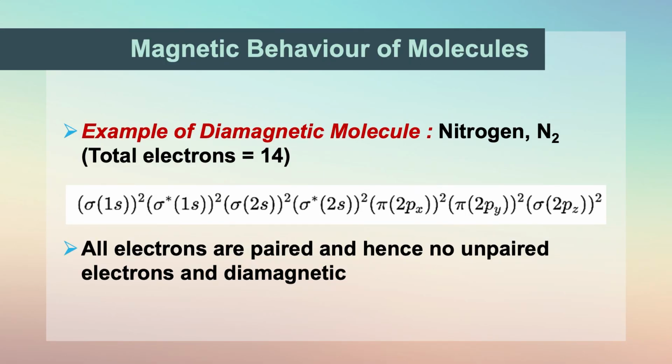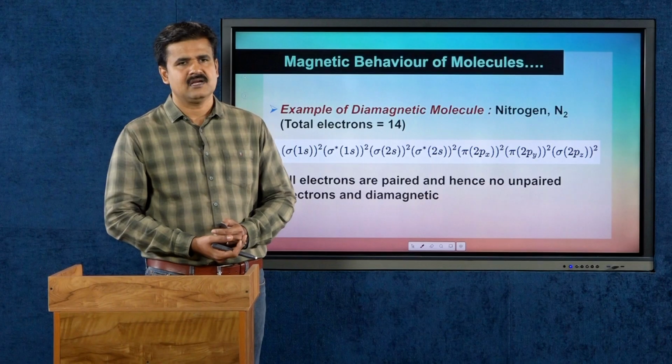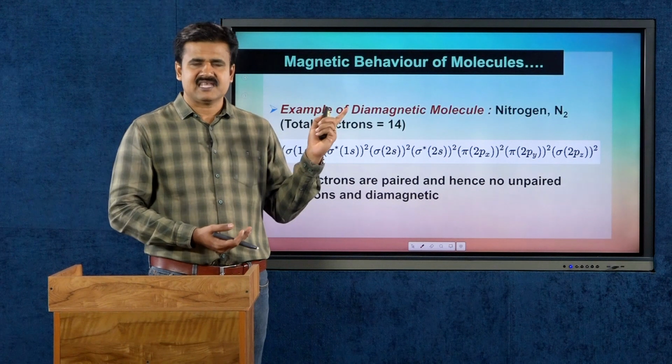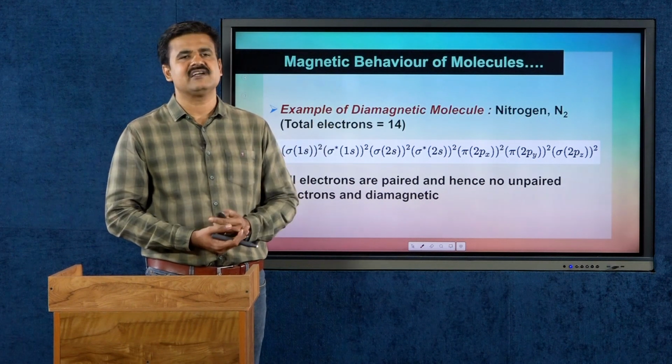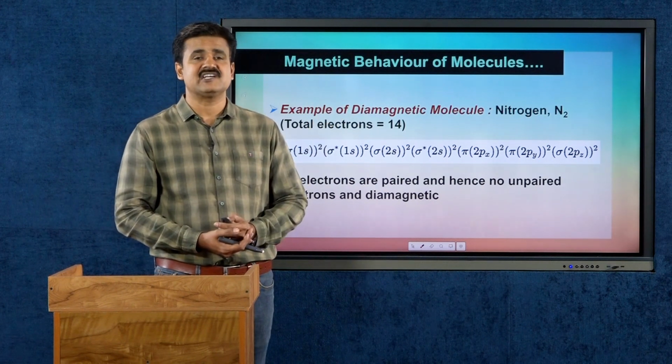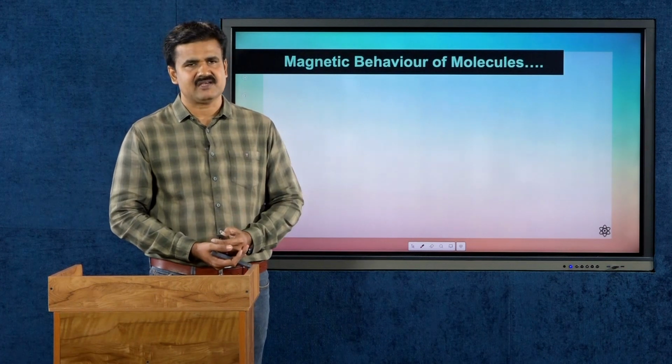Examples of diatomic molecules include nitrogen. Here there are a total of 14 electrons. Looking onto the MO diagram, you cannot see any unpaired electron in molecular orbitals. So, nitrogen molecule is diamagnetic. All electrons are here paired and hence no unpaired electrons, that leads to diamagnetism or diamagnetic behavior.